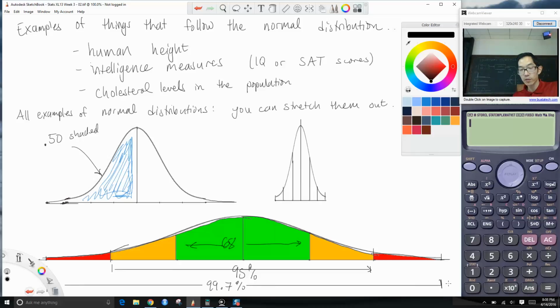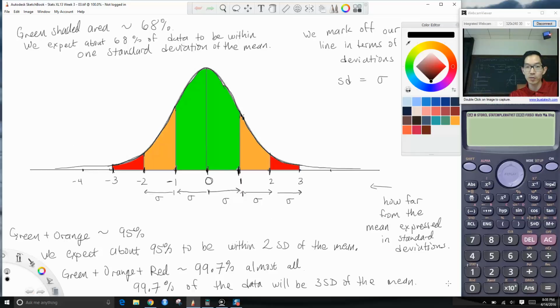Okay, so even though you stretch out or compress your normal distribution, you're still going to have the same proportions in between these things, as long as you're measuring in terms of standard deviations. As long as you mark off your number line in terms of standard deviations, it will all have these things. And so we can use the reference table to tell us how much is shaded.